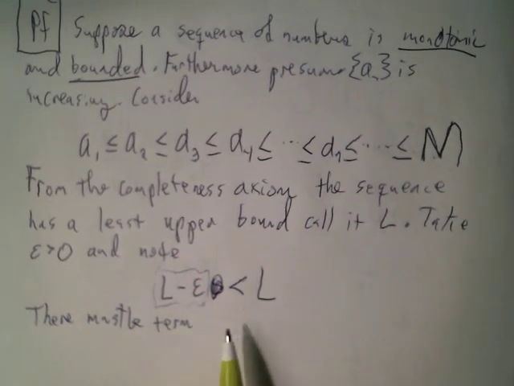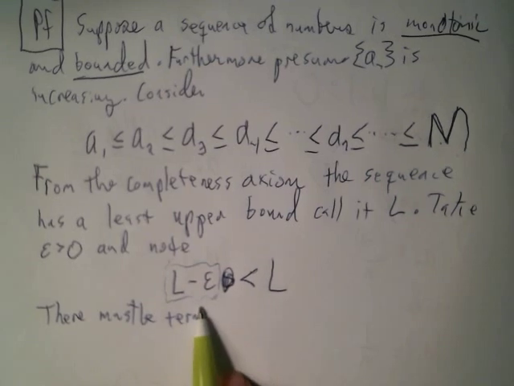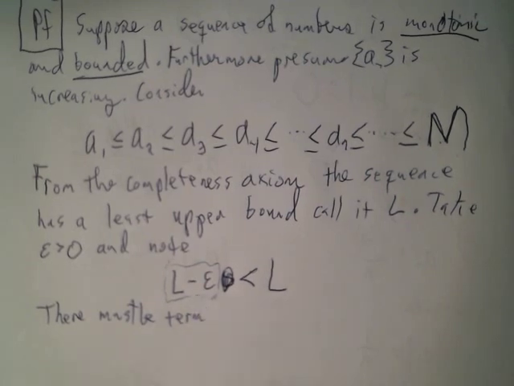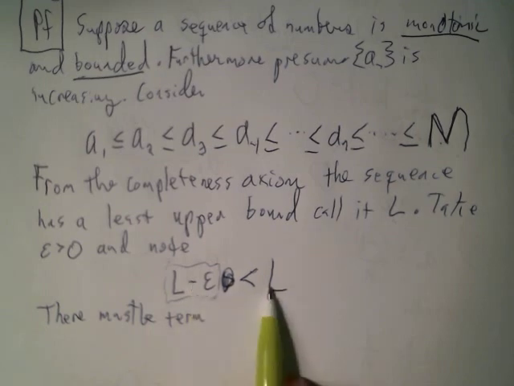If not, then that's kind of what I was getting at before. I probably butchered that statement, but if there weren't any terms a sub n greater than L minus epsilon, then L minus epsilon would end up being the least upper bound, which is a contradiction because we've said that L is the least upper bound.